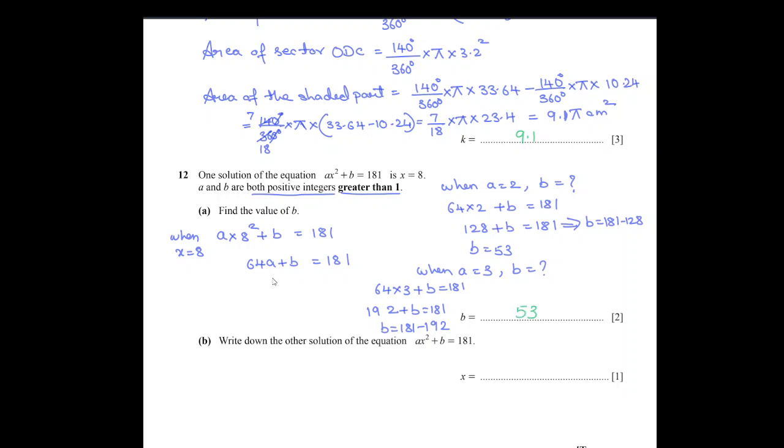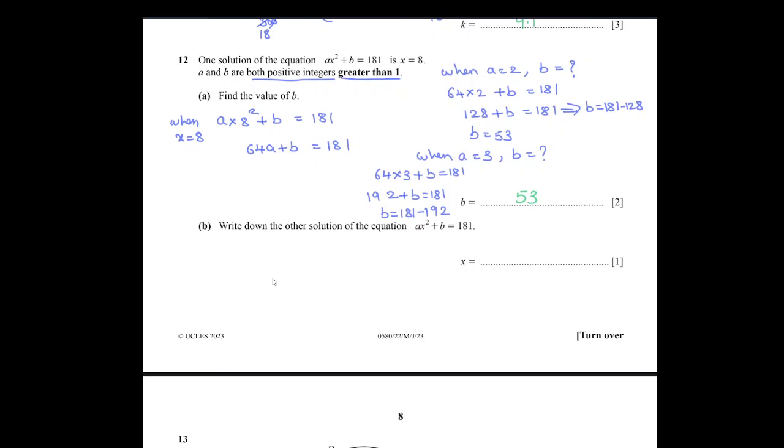Question number A is done. Question number B, write down the other solution of the equation ax square plus b is equal to 181. Now we have got one solution as 8. Let us find out the other solution by taking these values of a and b.